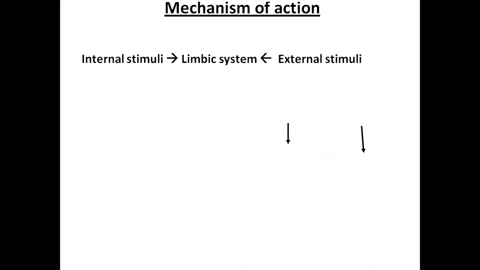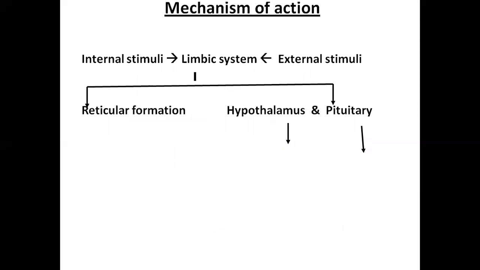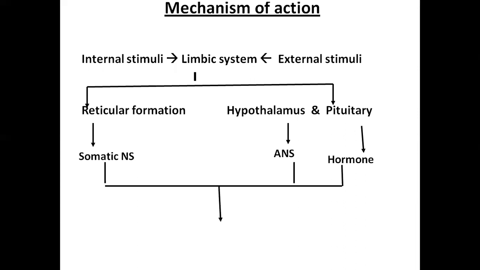First, the limbic system receives both internal stimuli as well as external stimuli. From there, the stimulus is transmitted to either the reticular formation or the hypothalamus and the pituitary. The reticular formation in turn sends it to the somatic nervous system. The hypothalamus stimulates the autonomic nervous system, and the pituitary through the hormones brings about the effects. So this is the main mechanism of action of the limbic system. It brings about the effects through autonomic, somatic, and hormonal systems.